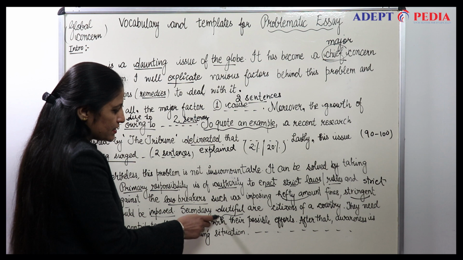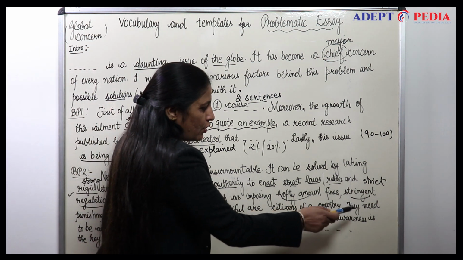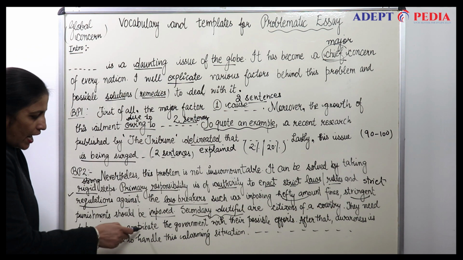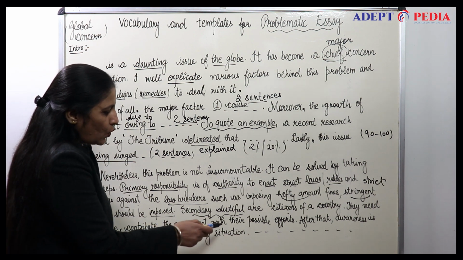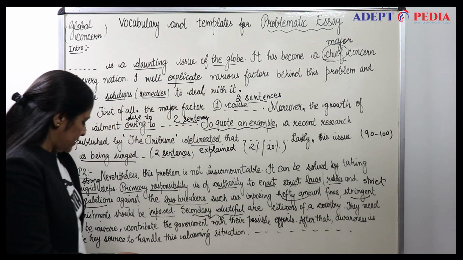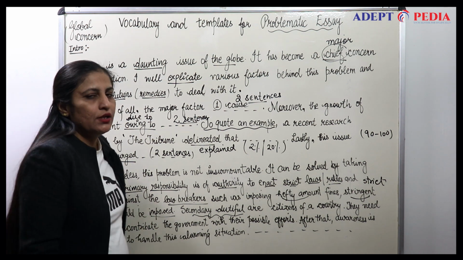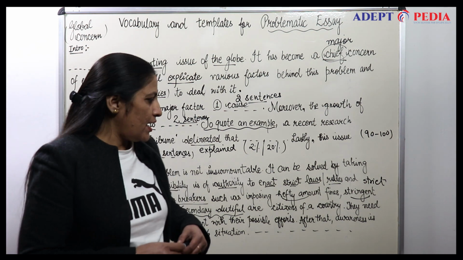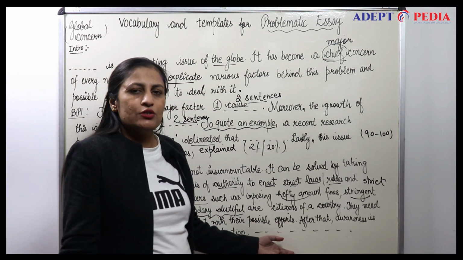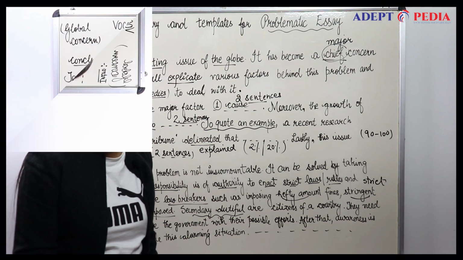Second dutiful, who is second dutiful? Secondary duties of citizens of a country, of a nation. They need to be aware and contribute to the government with their possible efforts. After that, awareness is the key source to handle this alarming situation, this alarming problem. And last, you can mention if you have something in your mind within 1 to 2 sentences. So hope it is more than enough for explaining solutions.